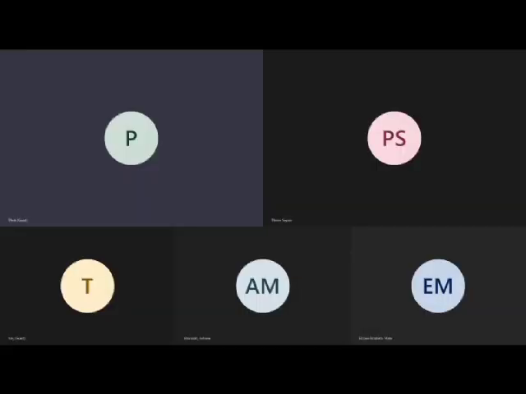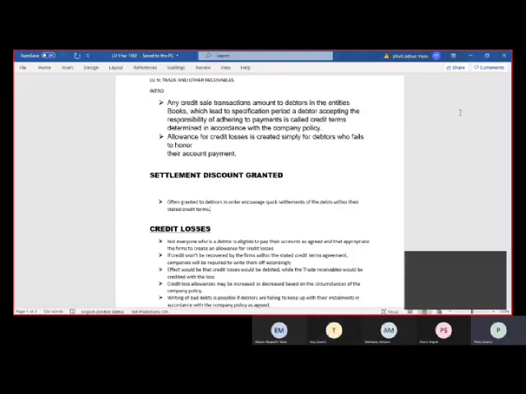Share the notes. All right, trade and other receivables. As we all know, when goods are sold on credit, automatically if you buy on credit, you become a debtor. So that's why I said that any credit sale transaction amounts to debtors in the entity's books, which leads to a specific period of the debtor accepting the responsibility of adhering to the payment. It's called the credit terms. It's always determined in accordance with the company policy.